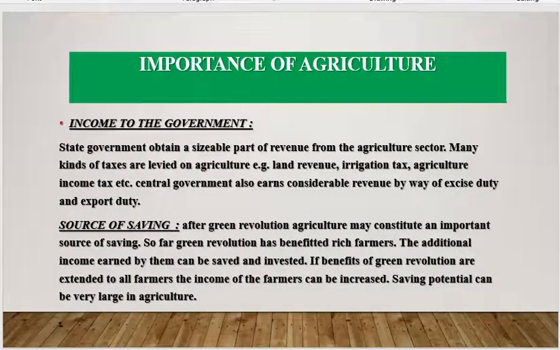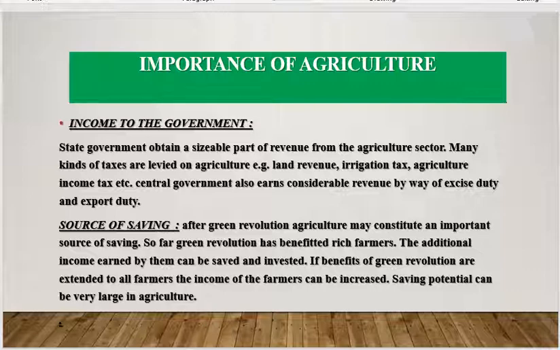State governments obtain a sizable part of their revenue from the agriculture sector. Many kinds of taxes are levied on agriculture: land revenue, irrigation tax, agriculture income tax, etc. The central government also earns considerable revenue by way of excise duty and export duty.